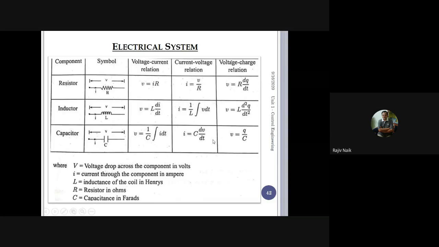So this is another table which will tell you how to write the equation for resistance, inductor and capacitor. Here V is the voltage drop across any component, I is the current flowing through that component, L is the inductance in henries, R is resistance in ohms, C is capacitance in farads.